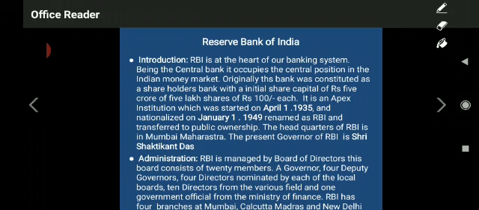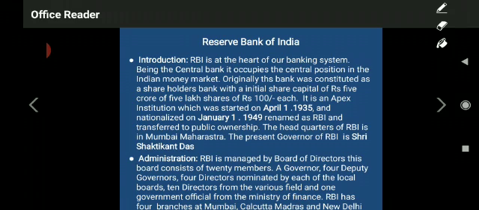Being the central bank, it occupies the central position in the Indian money market. The Indian money market is a place where currencies of different countries are sold and bought for the short term. So that process of the money market is also taken care of by the central bank. Without the permission of the central bank, or the Reserve Bank, there is no possibility of continuing money market activities in the economy. Central bank is nothing but Reserve Bank. Both are one and the same.